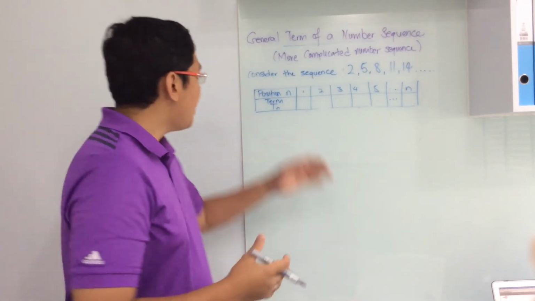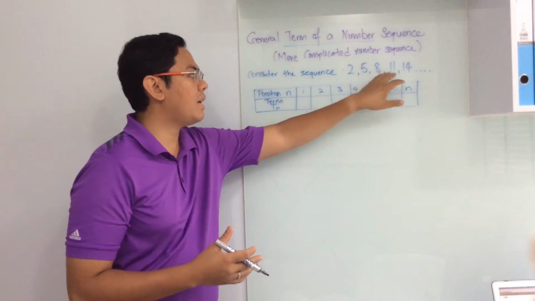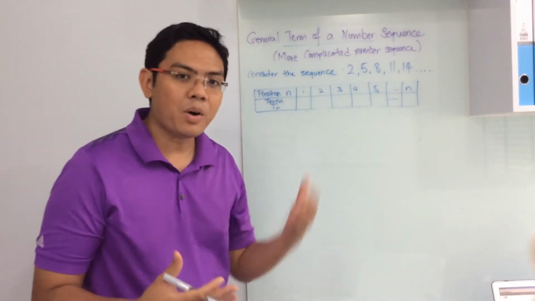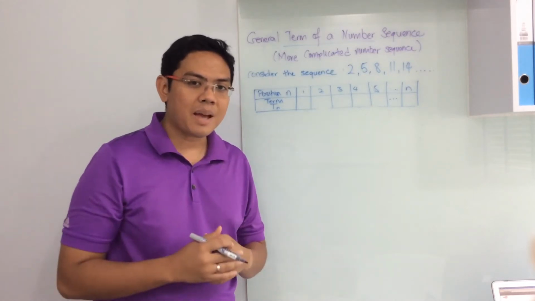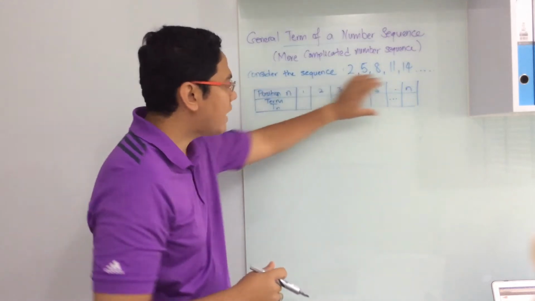So let's begin. Let's consider this sequence: 2, 5, 8, 11 and 14. So how do we find the general term of this number sequence? Follow these steps and you will not go wrong. First step, create a table.